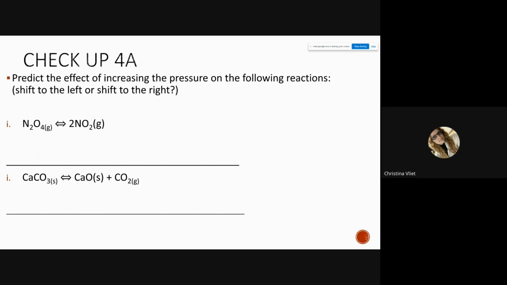Predict the effect of increasing the pressure on each of the following reactions. The way you need to read it is you compare the moles of gas. The left side of the first reaction has how many moles of gas? 1 mole gas. It doesn't matter what the identity of the gas is, it's just gas. How many moles of gas are on the product side? 2 moles gas. So which side exhibits more pressure?